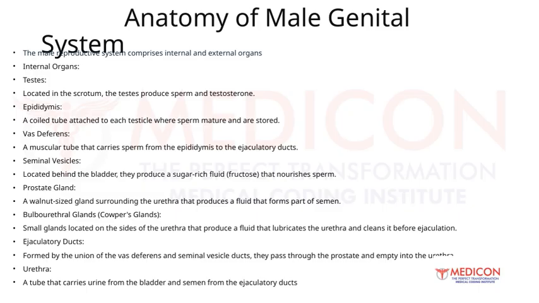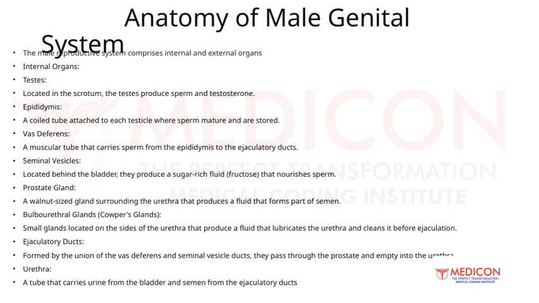Surrounding the urethra is the prostate gland, about the size of a walnut. It produces a fluid that becomes part of semen, helping to protect and support the sperm. On the sides of the urethra are the bulbourethral glands, also known as Cowper's glands. They produce a small amount of fluid that lubricates the urethra and helps clean it before ejaculation, reducing friction.